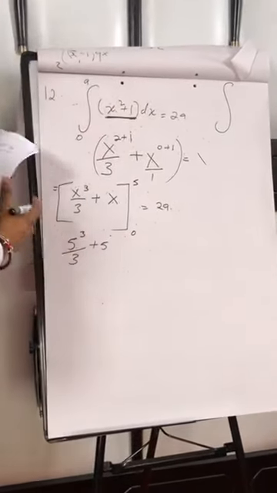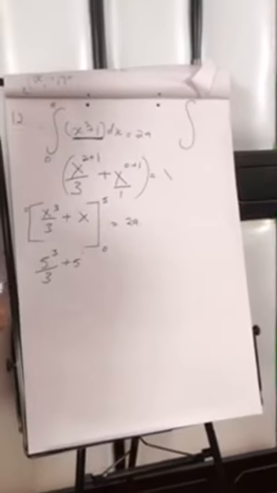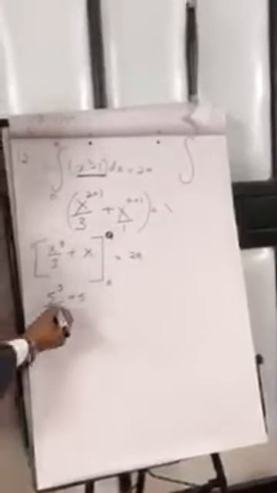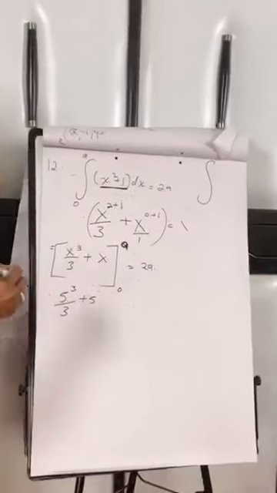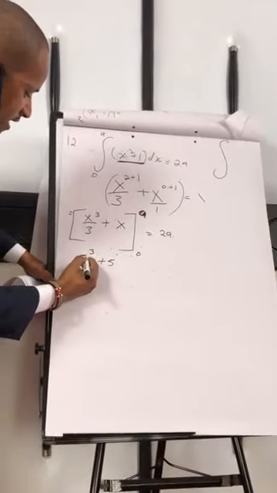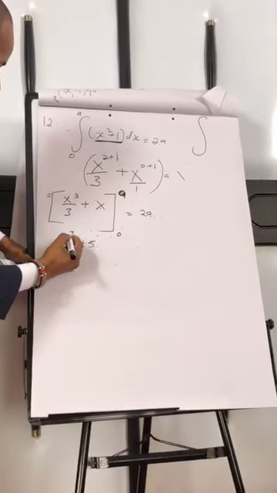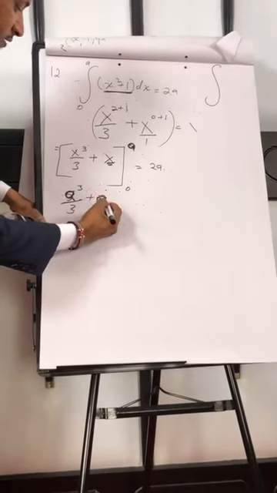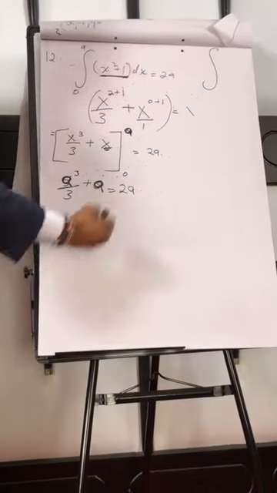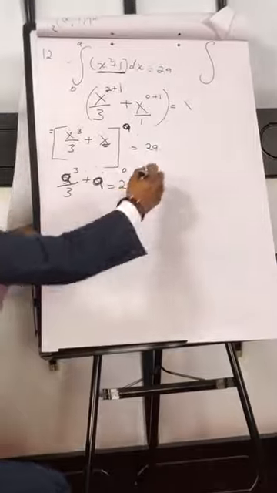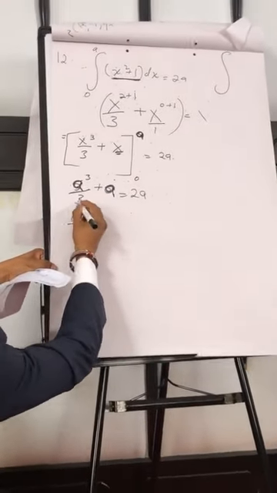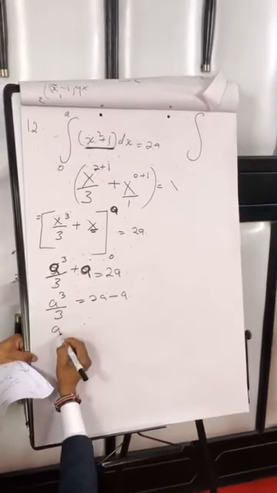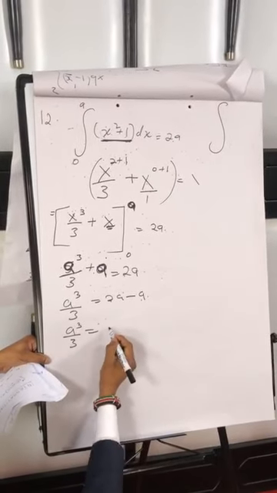Okay? So in this case, it is not 5, it is a, sorry. The limits are a and 0, so we are finding the value of a. Where there is x, you write a. So it is a cubed, a raised to power 3, divided by 3, plus a, equals 2a. Then collect the like terms. a raised to power 3 divided by 3 equals 2a. When a crosses to the other side it becomes minus a. So a raised to power 3 divided by 3 equals 2a minus a, which is a.